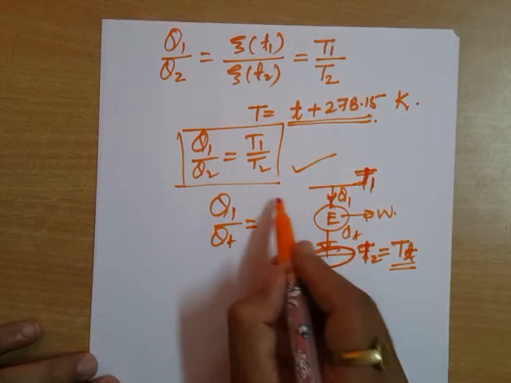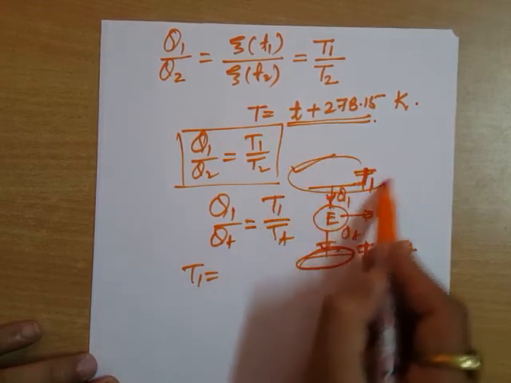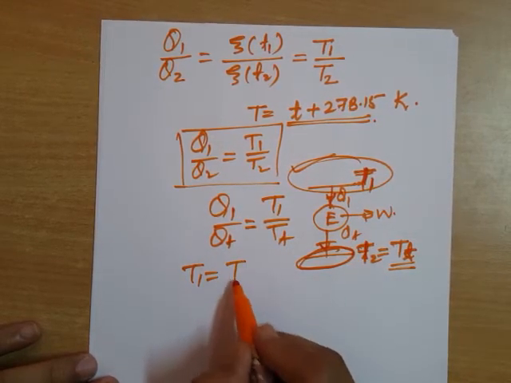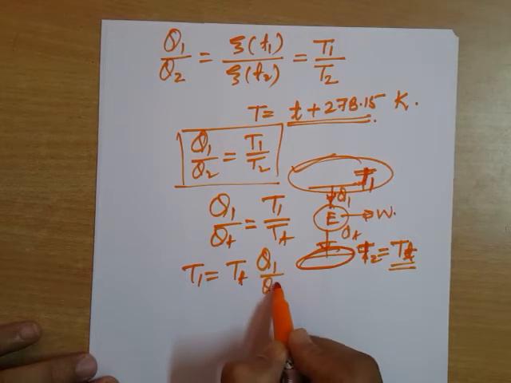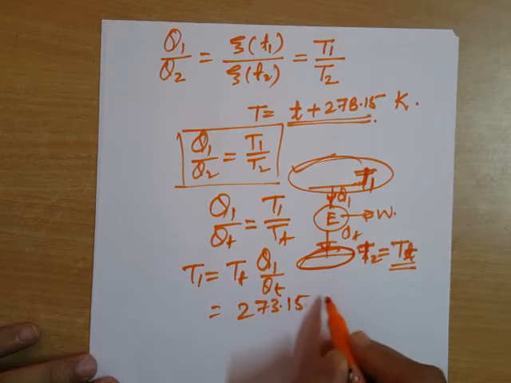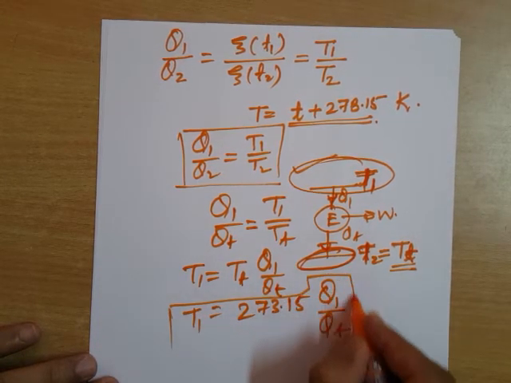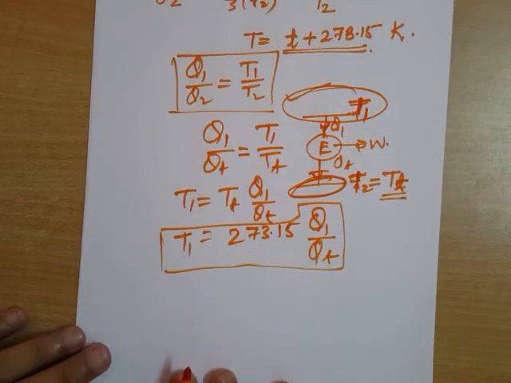will be equal to what? T1 by TT. So this T1, that is the temperature of this system, will be TT times Q1 by QT. What is TT? It is 273.15 times Q1 by QT. And we have seen this before.